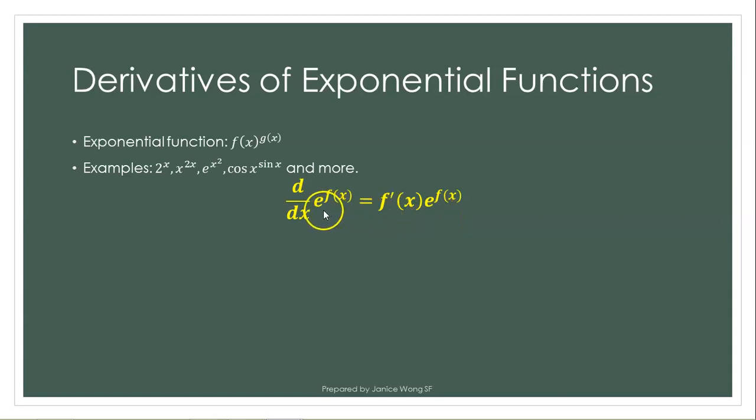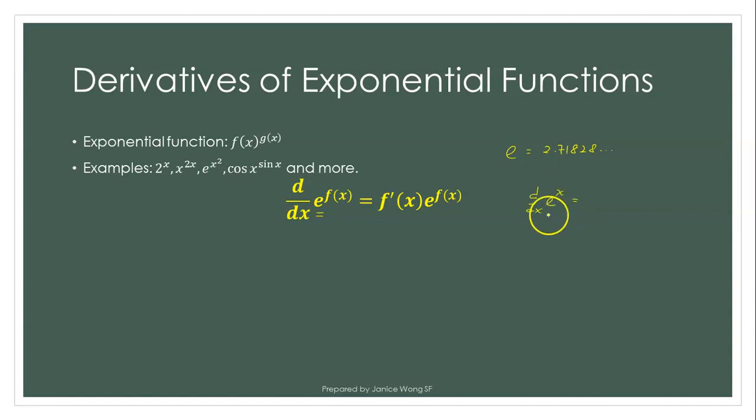Bear in mind, to differentiate exponential term, we need to ensure the base is base e, where e is actually a number, just like pi. e is 2.71828... Differentiate exponential term, we must ensure it is in the form of e to the power of f(x). Differentiate e to the power of f(x), it is equals to f prime x times e to the power of f(x).